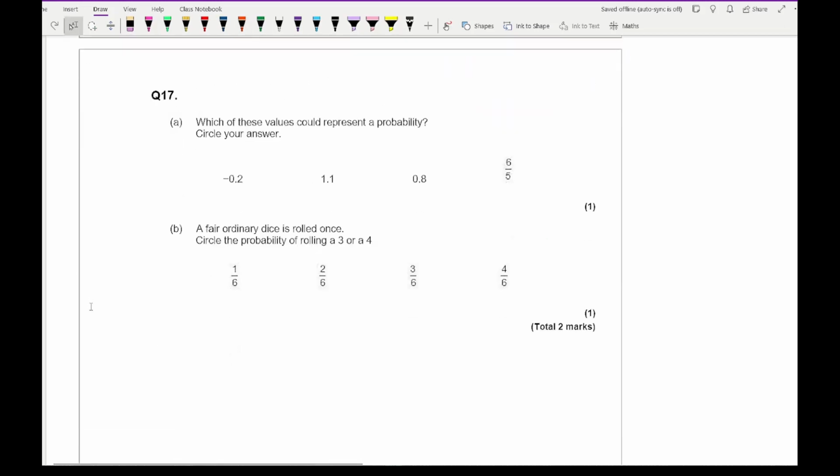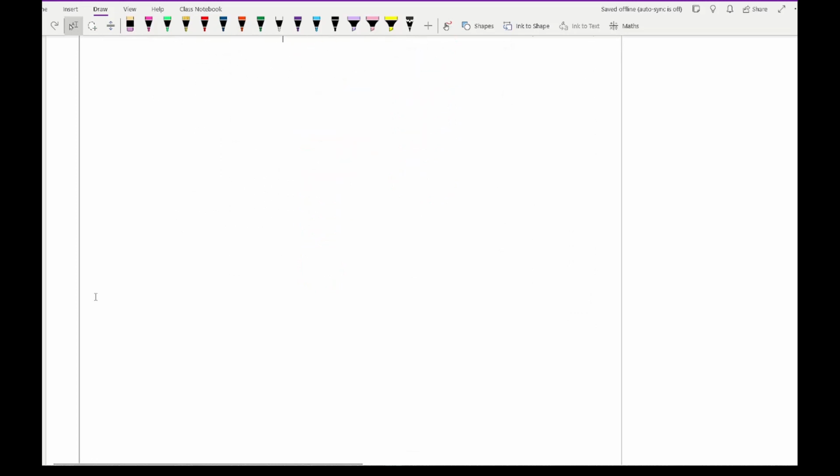Moving on to question 17, it says which of these values could represent a probability? Now probability is only a number between 0 and 1, so it's going to be 0.8. It then says a fair ordinary die is rolled once. Circle the probability of rolling a 3 or a 4. So that's going to be 2 out of 6. So there we are, it could have been a third.